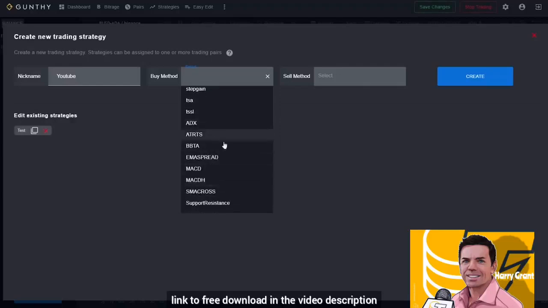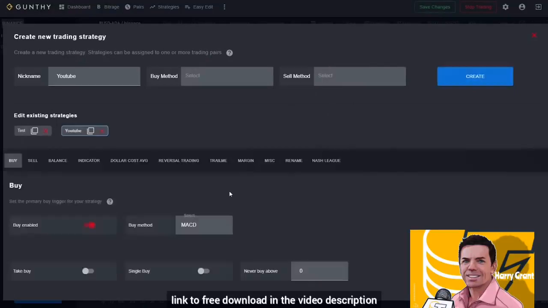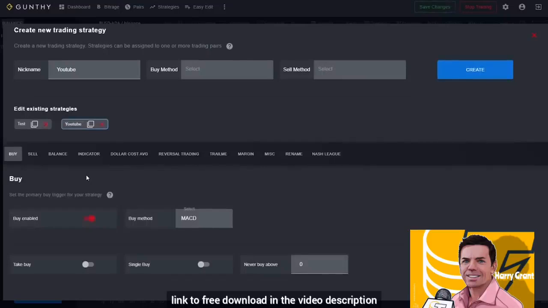So let's say that I want to use MACD as my buy method, and as my sell method, I would like to use support and resistance. So that means, most likely once it goes to resistance, then it will sell. Next, I can click create on this strategy, and this is where you will really see the vast optionality that Gunbot offers you. So of course I have my basic settings for just my initial buy strategy, so I can change basically everything I want on MACD.